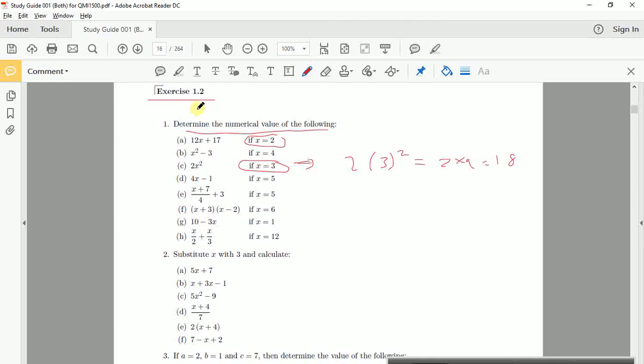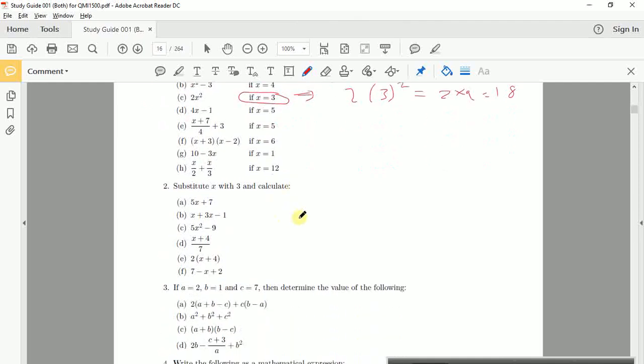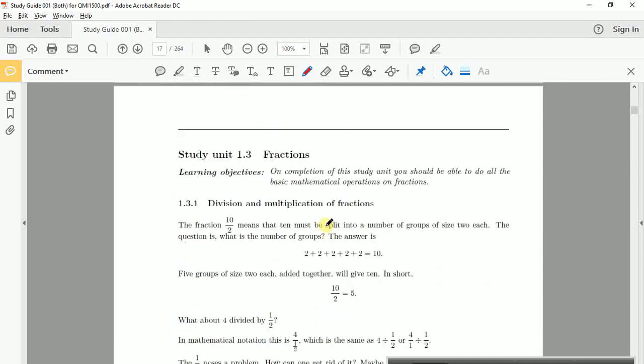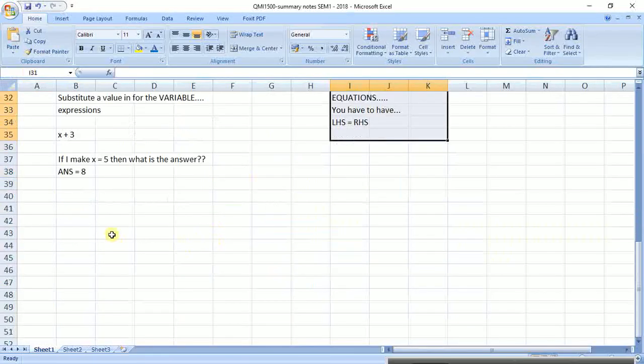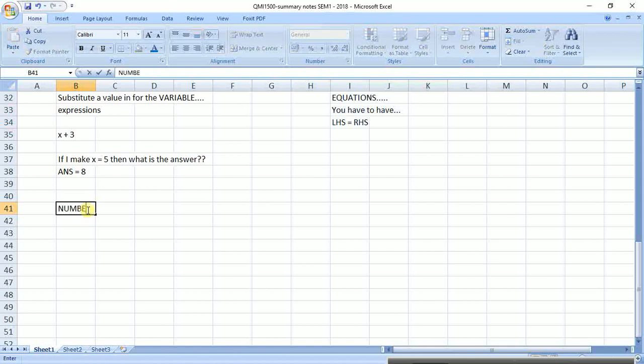Section 1 is still quite easy. Good, so then we can go through it a bit quicker. Fractions. The only thing I want to say here about a fraction is you have a numerator divided by a denominator.